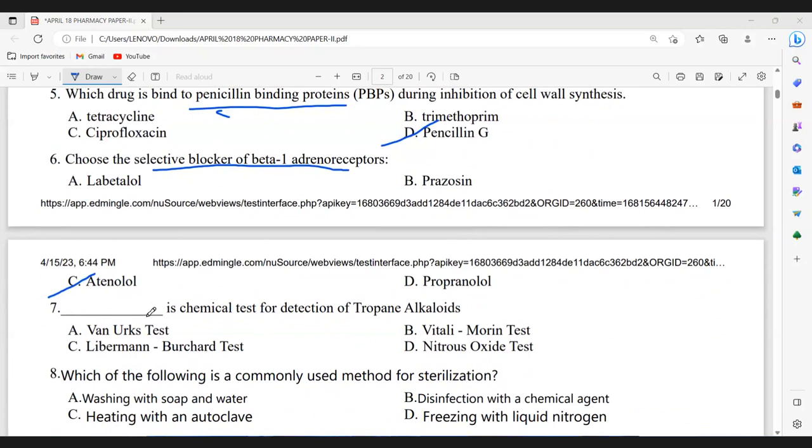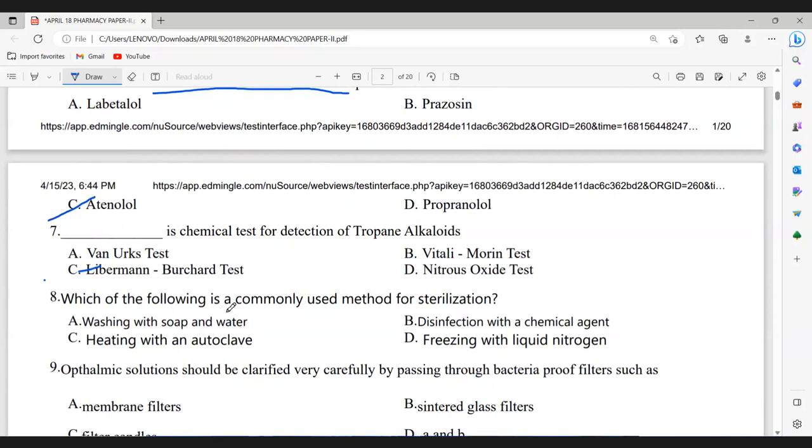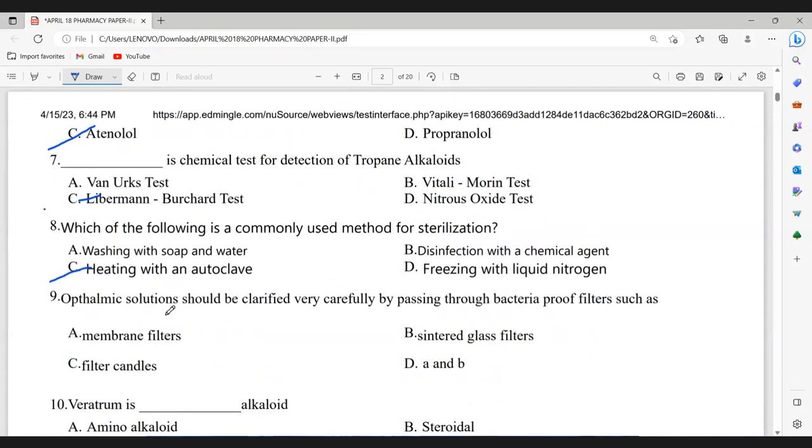Then seventh question. Dash is the chemical test for detection of tropane alkaloids. It is a direct question, that is Vitali-Morin test. Then eighth question. Which of the following is a commonly used method for sterilization? Heating with an autoclave. Then ninth question. Ophthalmic solution should be clarified very carefully by passing through a bacteria-proof filter such as, is the direct question. We can use both membrane filters and sintered glass filters.